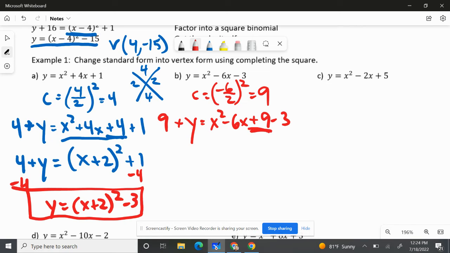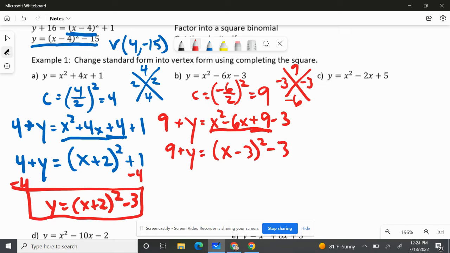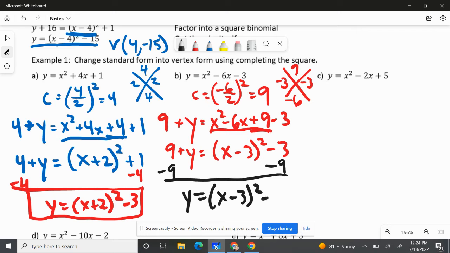Now, once we have our trinomial, we're going to factor it. Two numbers that multiply together give us 9, add up to -6. And that would be -3 and -3. If we're doing this correctly, then that means that those numbers are always the same. So we have x minus 3 squared, and then we want to get the y by itself. So I'm going to subtract the 9. And when I do that, I get y equals x minus 3 squared minus 12.